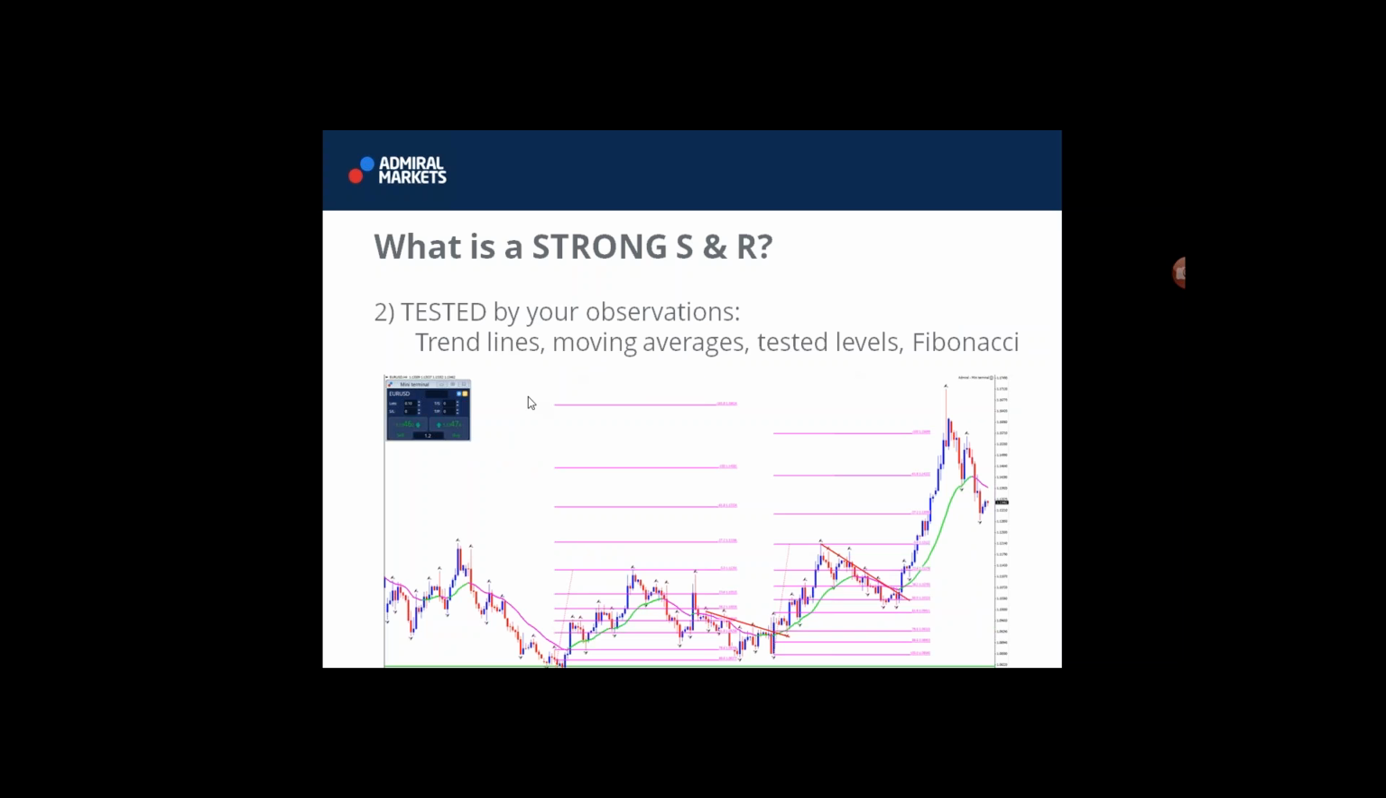Then there's a second group. Let's say I call it levels tested by your own observations. Those are trend lines, moving averages, test and retest Fibonacci, because that's something that we ourselves are seeing. There's no guarantee at all that someone else is seeing the same thing on another chart. Moving average we use, who knows how many people use that. The trend line we see, we could be the only one. So it doesn't mean there's anything bad with it.